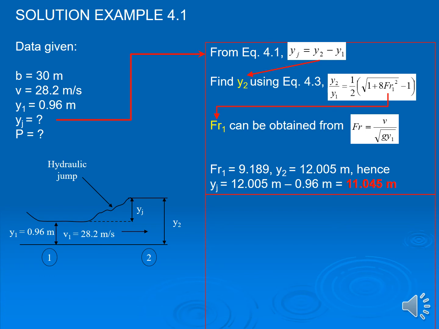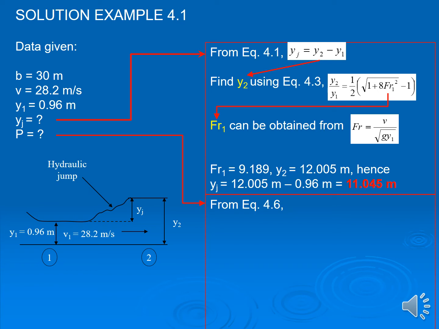Then substituting the value of the Froude number into equation 4.3, Y2 will give you 12.005 meters. You can see here that the Froude number at point 1 is 9.189, which is more than 1. So when the Froude number is more than 1, the type of flow here is supercritical. Substitute the value of Y2 into equation 4.1, and you will have the height of the hydraulic jump as 11.045 meters.